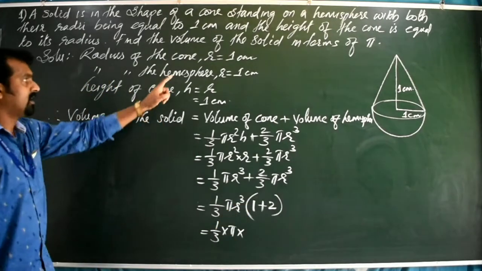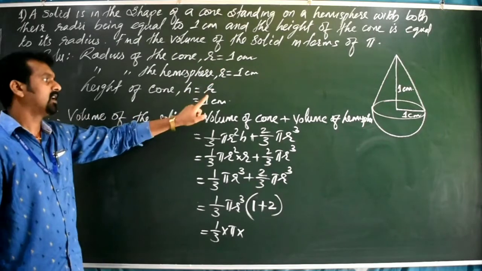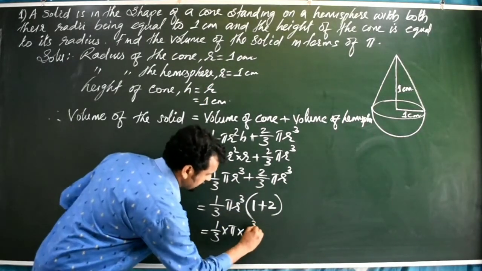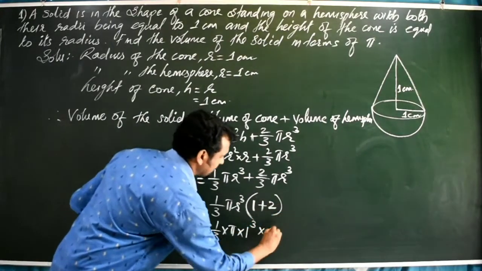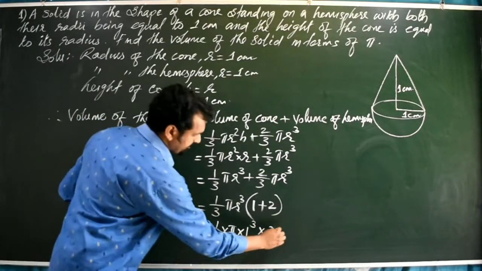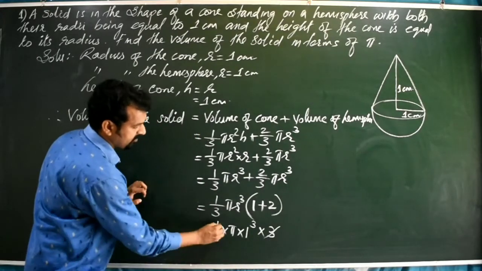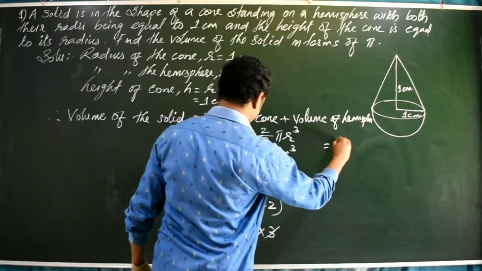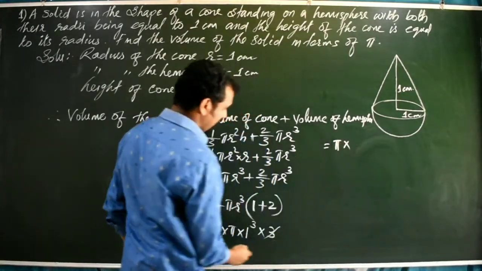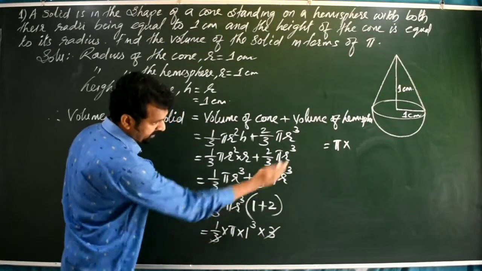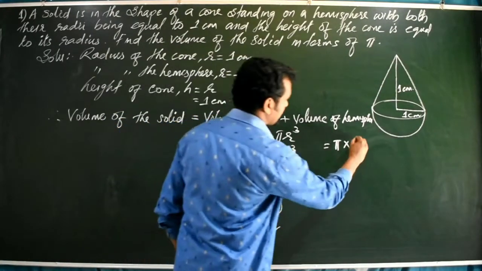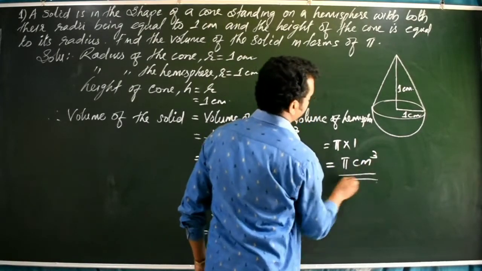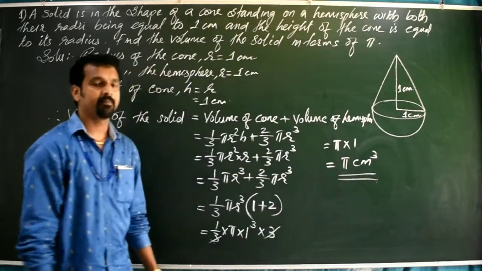What is the value of r? Radius of the cone, radius of the hemisphere, and height of the cone, all are 1 only. So in place of r we can write 1, that is 1 cube into 1 plus 2, that is equal to 3. Now 3 divided by 3 we can cancel. 1 into pi, 1 cube it will come, that is equal to 1 into pi, pi into 3 we have cancelled. 1 cube is equal to 1. So the answer is pi centimeter cube. Pi into 1 is equal to pi centimeter cube.